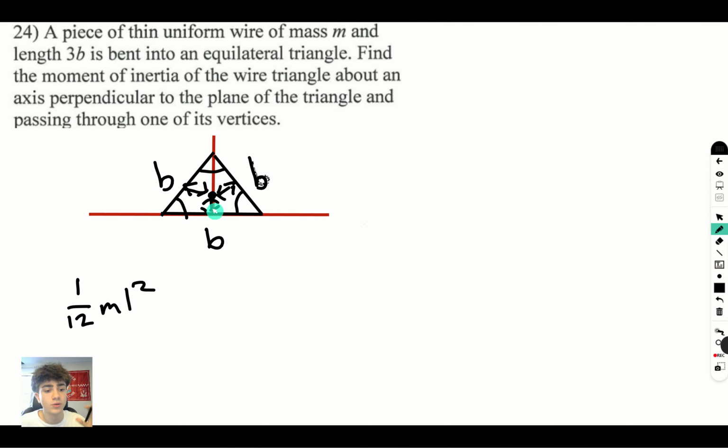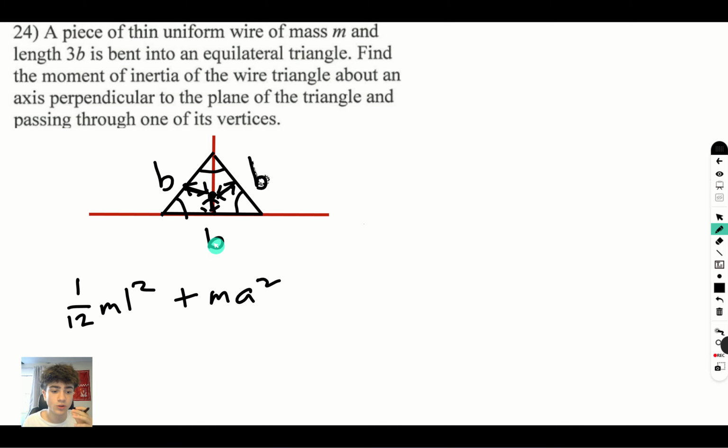So we can apply the parallel axis theorem here and say that the inertia is going to be 1/12 ml squared plus m times the distance between the center of rotation and the center of the rod, which we're just going to call a, squared. So this distance here, and this distance here are all going to be a.